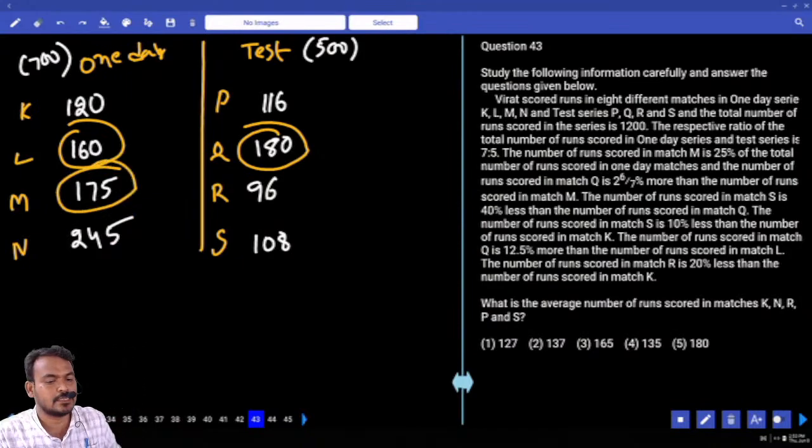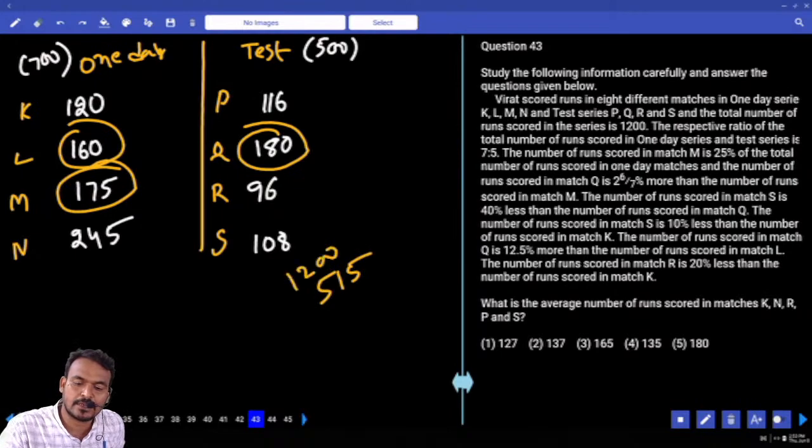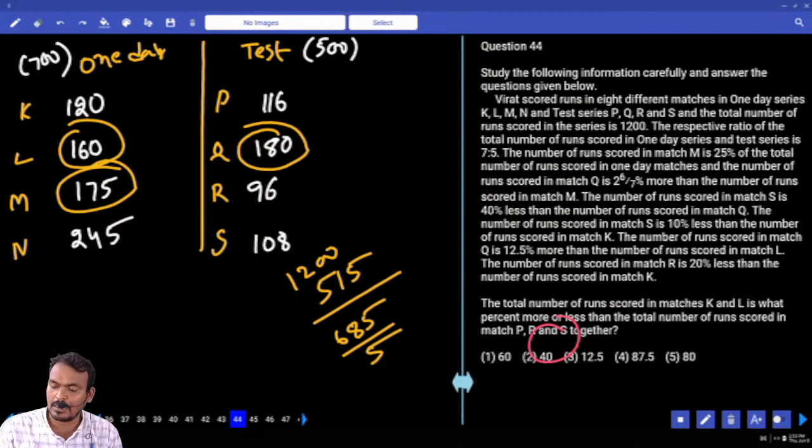175. 160 plus 180, 340 plus 175, 515. Out of 1200 we are subtracting 515. What is the remaining? 685. Average means divide by 5. What is the answer? 137. Next question number 44.